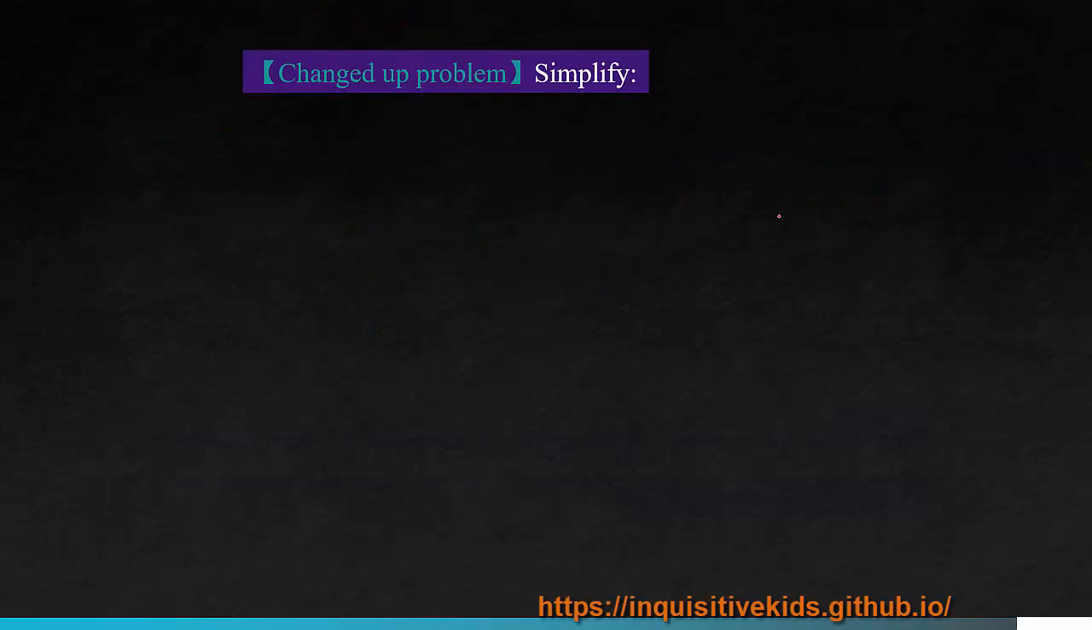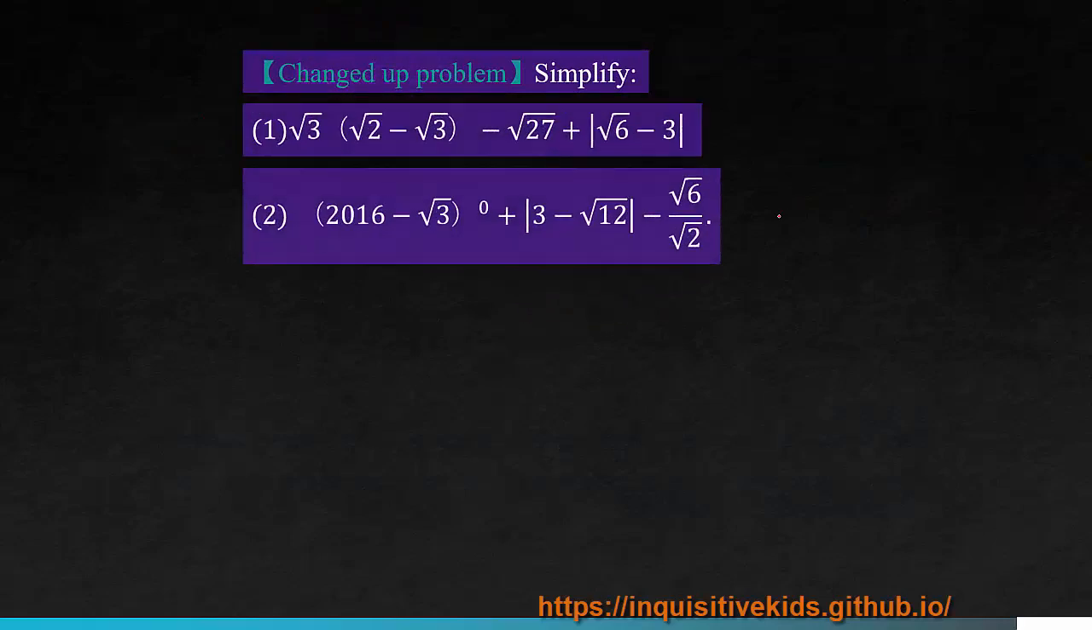Here's a changed up problem. Simplify these two expressions. The solution to number 1 is we're going to use the distributive property of multiplication, and when we do that, we get the arithmetic square root of 6 minus 3. And we simplify this arithmetic square root of 27 into 3 times the arithmetic square root of 3.